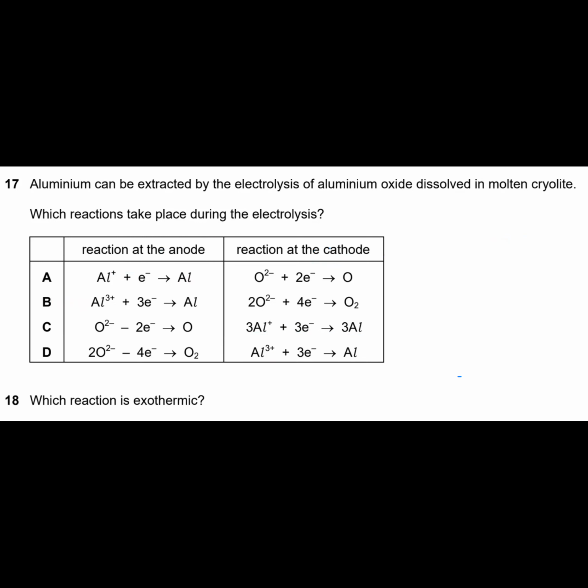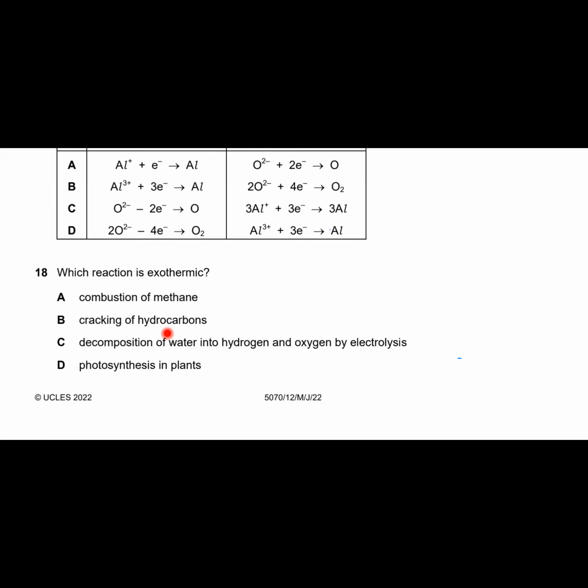That's the problem. So here, aluminium 3 plus gains 3 electrons and will become aluminium, to understand from that point. And then you can go to this side. It's oxide, yes, 2 oxide ions lose 4 electrons to become oxygen, right? Okay. We have written those reactions, which is exothermic.